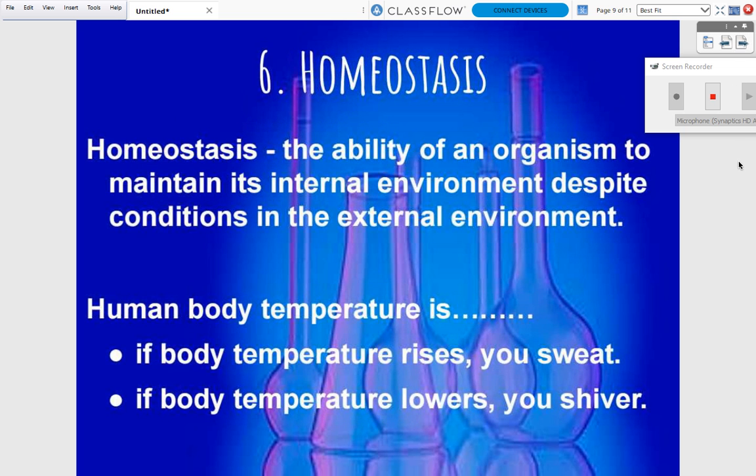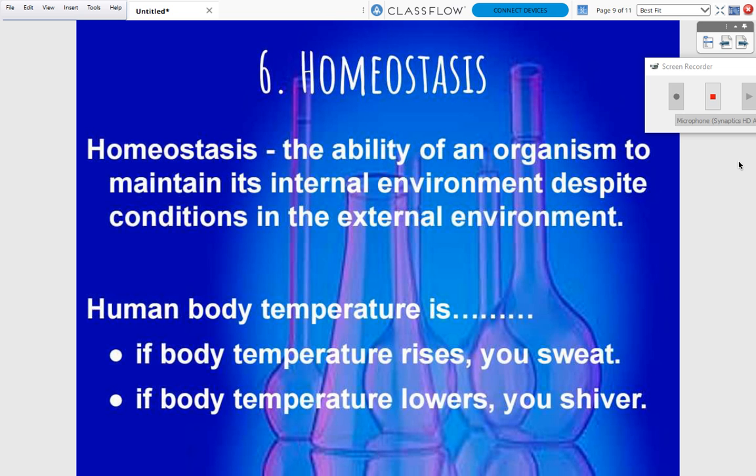And finally, number 6, all living things have to maintain homeostasis. Homeostasis is the ability of an organism to maintain its internal environment despite conditions in the external environment. So like you and I, our bodies still function properly every day, and they maintain homeostasis. They maintain body temperature, they regulate water usage. We let ourselves know when we need more water by our brain telling us we're thirsty, so we drink water, or we eat food if we are hungry.